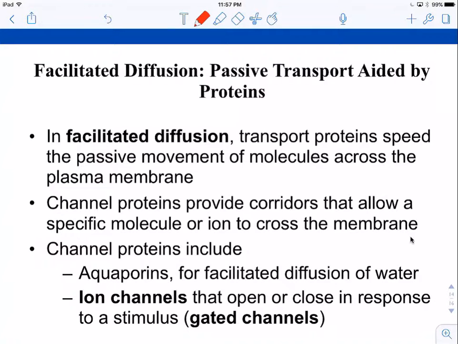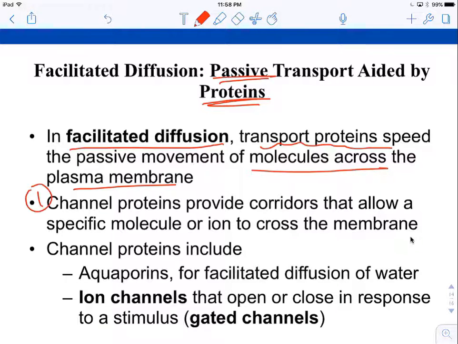All right, so all diffusion is passive. All diffusion is passive. But sometimes things need help to cross the plasma membrane, even if it's going with its concentration gradient. And so passive transport can be aided by proteins embedded in the membrane, and we call this facilitated diffusion. So there are proteins that transport molecules across the plasma membrane. Okay, there are two types.